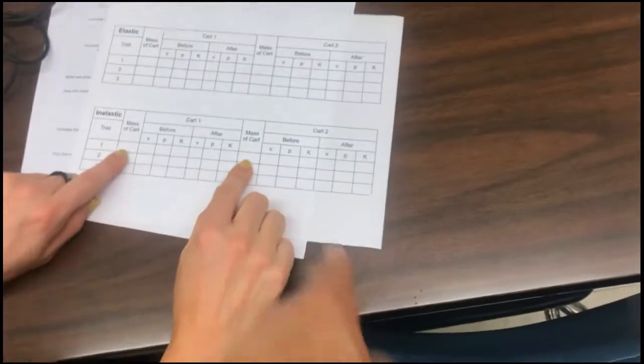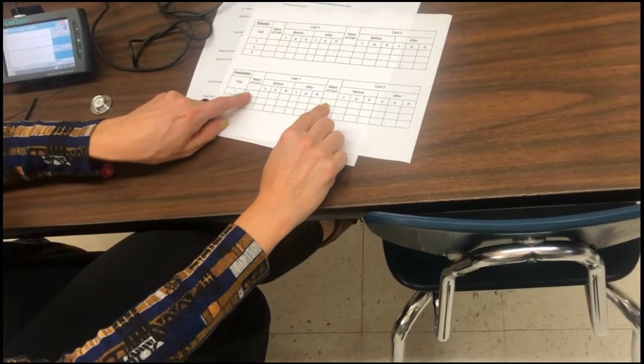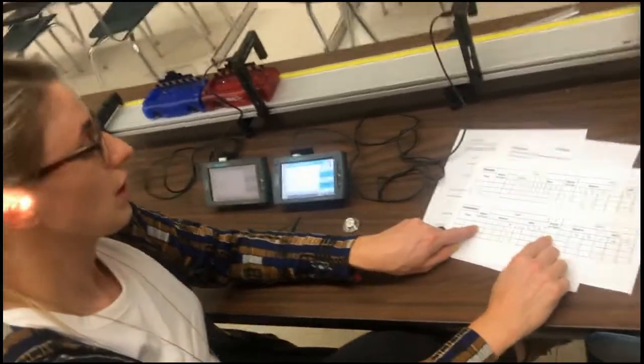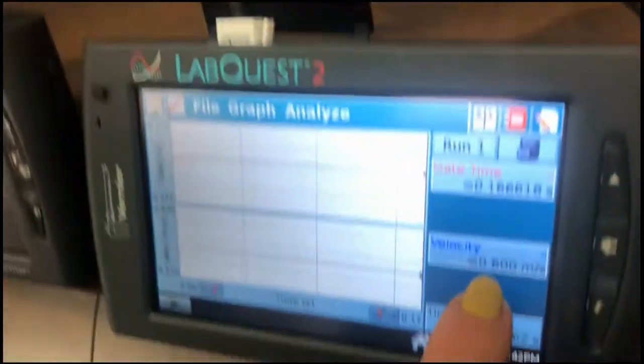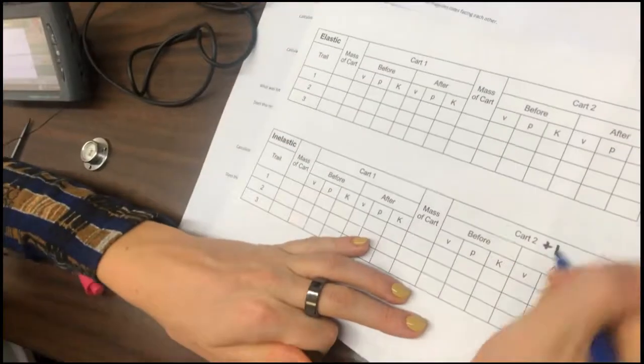So the mass before, and instead of cart 1 and cart 2, the mass before was 0.250, and the mass afterwards is 0.5. Our velocity before for cart 1 is 0.600 meters per second. And then cart 1 and 2 stuck together, it's going to be 0.256. So this over here should really be cart 1 plus cart 2, right? Yeah, they're stuck together.